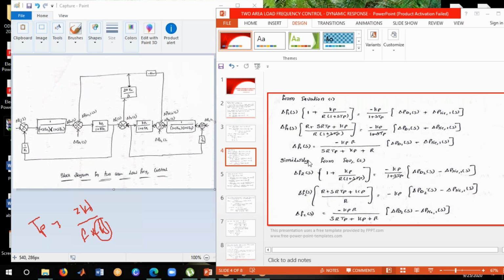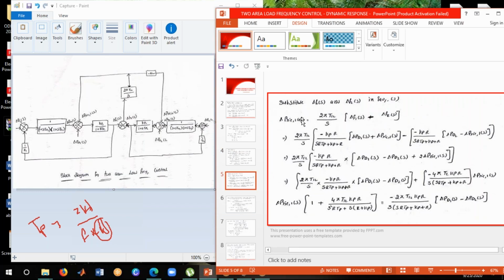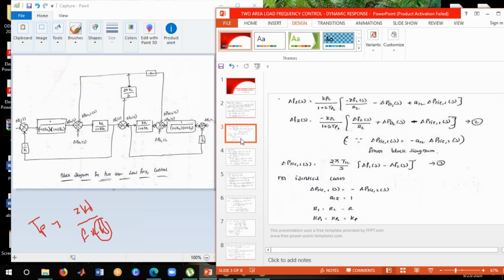Now we derived the outputs of the two power stations, delta f1 of s and delta f2 of s, in the form of transfer functions. Now by using these two values, let me see how we can proceed with the remaining steps. Substitute delta f1 of s and delta f2 of s in equation 3. Let me see what equation 3 is. So this is the equation 3 we have.